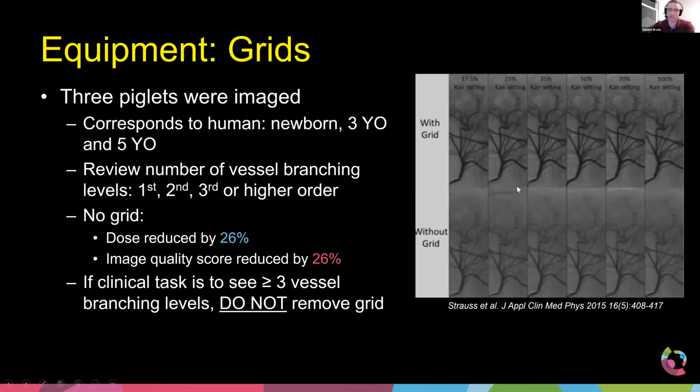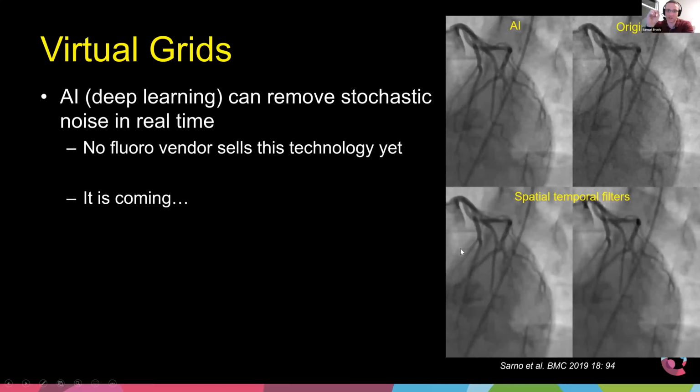So the old adage of always take the grid out for little kids is not as black and white as it used to be. Now it depends. If you're imaging the heart, or doing something maybe in the kidneys, and you need to see really subtle vessel delineation, then the answer is keep the grid in every time.